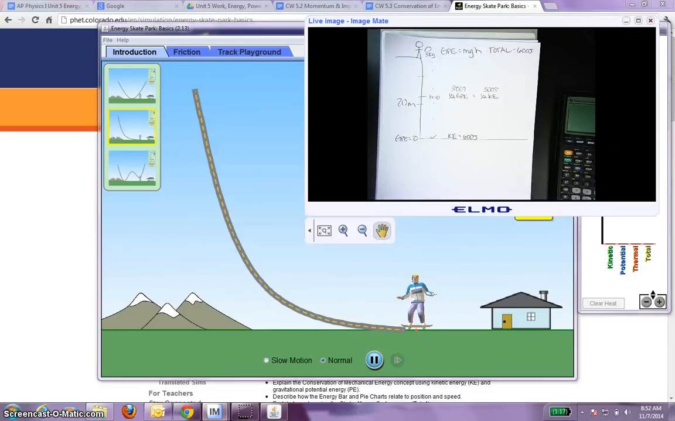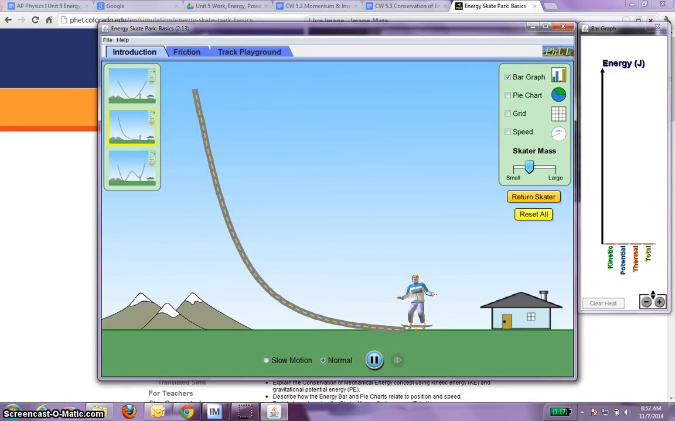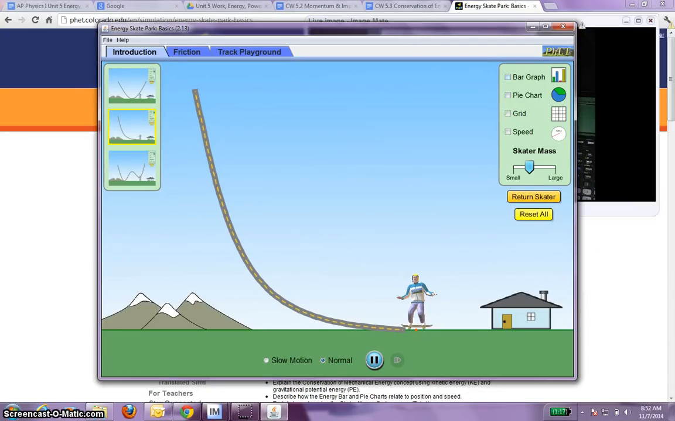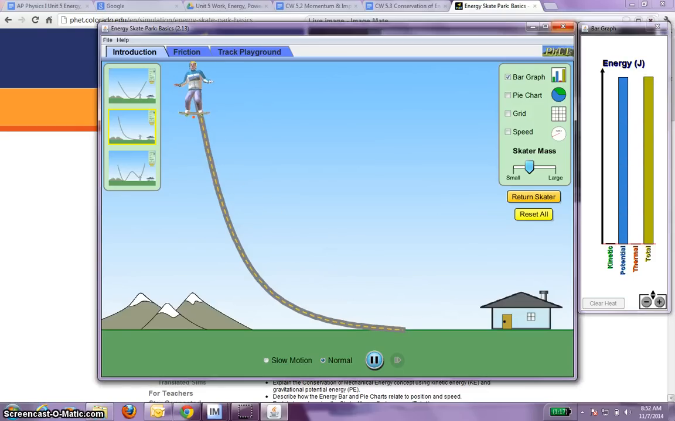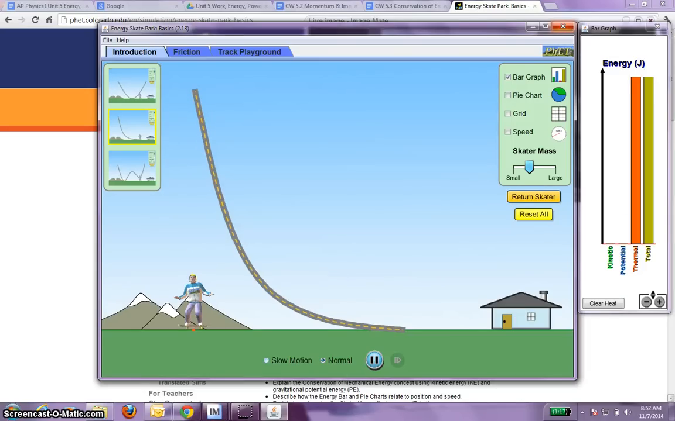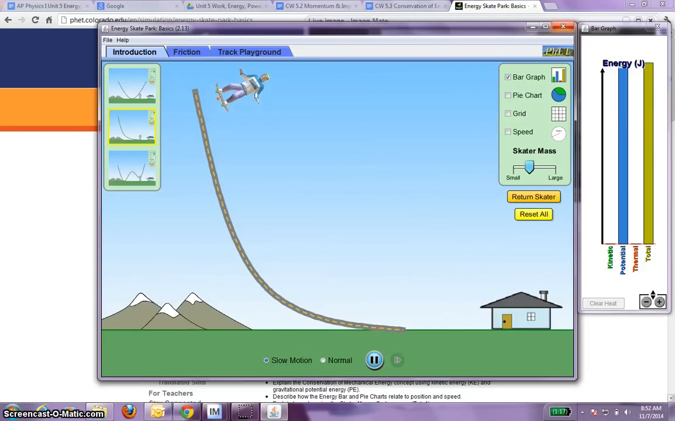So if we take a look at this, this is a simulation on PhET. Let me open the bar chart. You can see here it includes thermal energy in the total. But if I were just to take this person and, oop, I've dropped him. I want to put him on the ramp. And see that where he starts at the top, you have his total and potential energy being equal to one another.